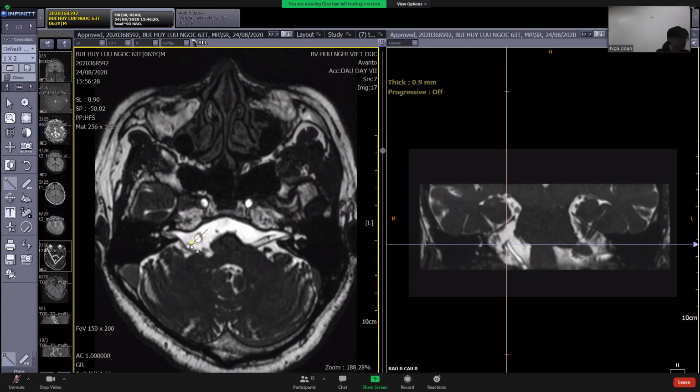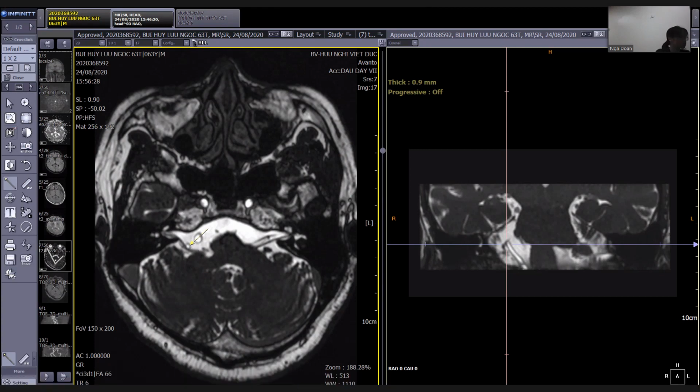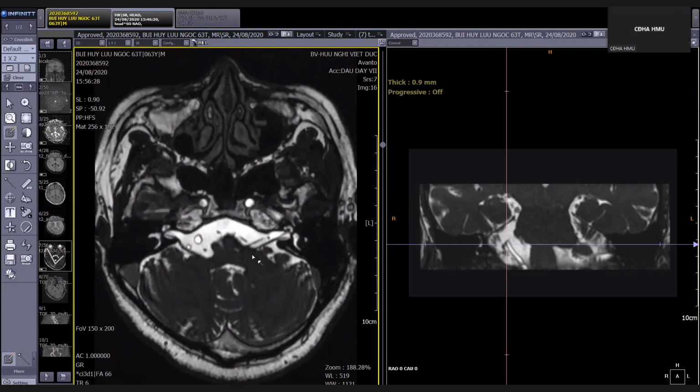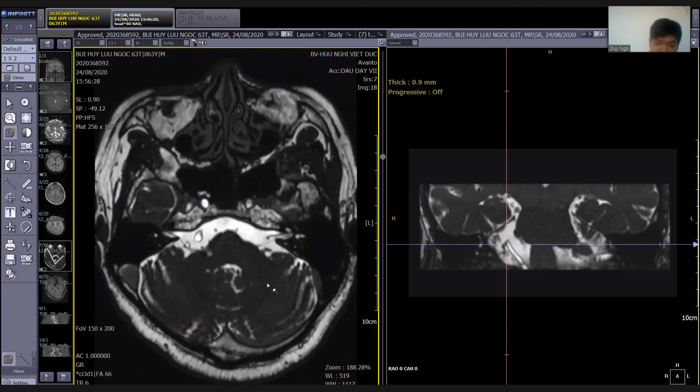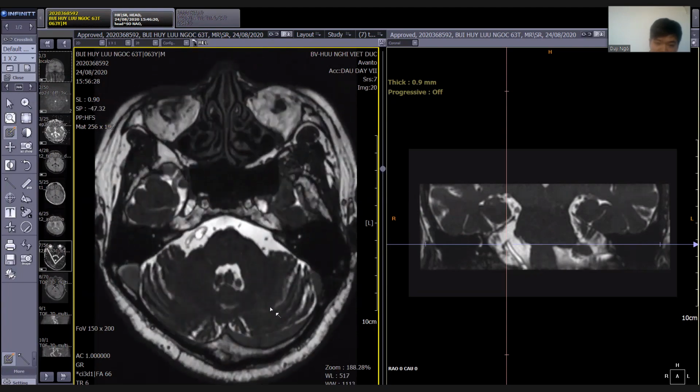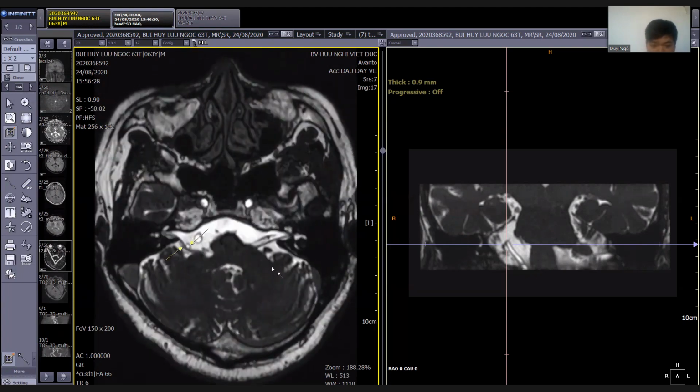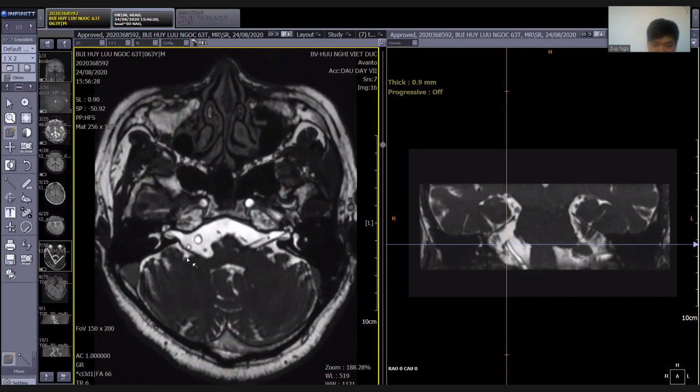Right hand is right vertebral artery, and it is on this edge and segment edge of nerve. Okay, this one runs into internal auditory meatus, right? Lỗ ống tai trong. So this is cranial nerve 7 and 8, right?